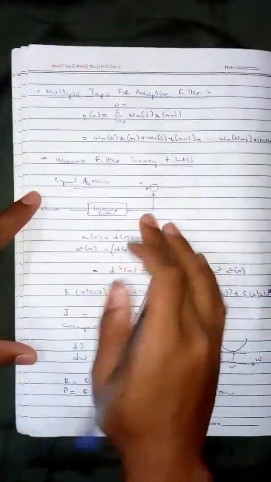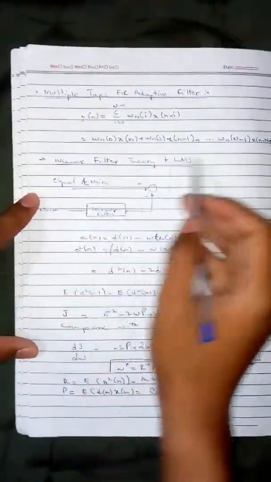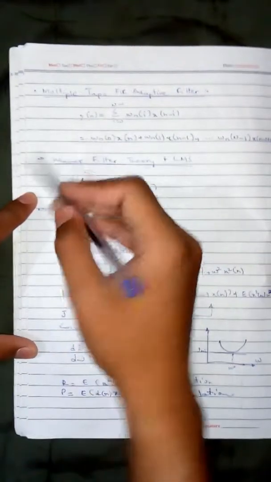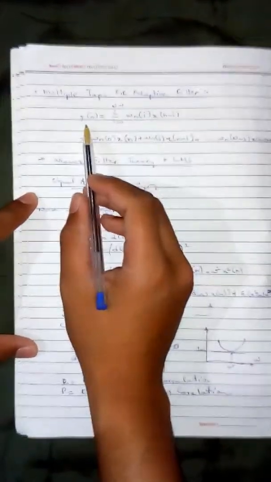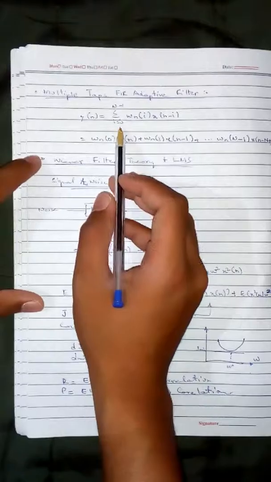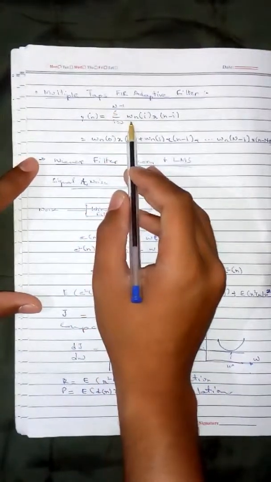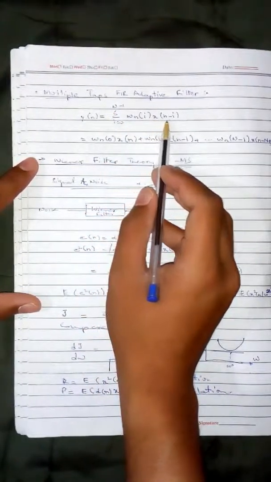Moving on towards the multiple tap FIR adaptive filter, we see the equation in which more than one tap is involved, that is y of n is equal to the summation from i equals 0 to n minus 1 of w of n of i into x of n minus i.